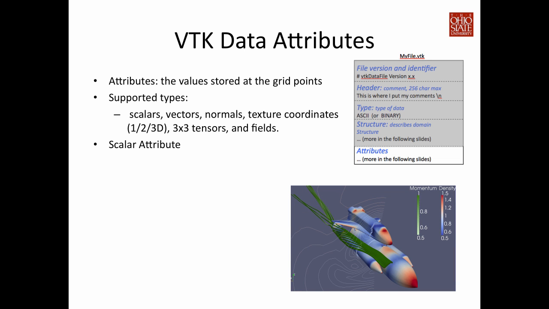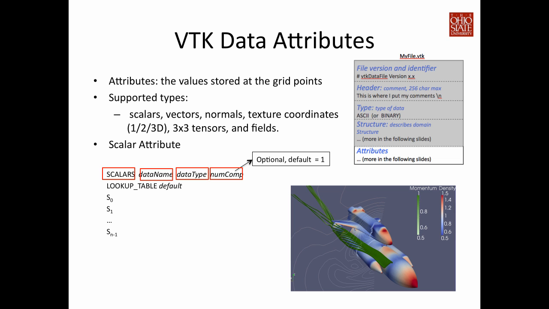As an example, let's see how to define scalar values as the attributes. So we first have the keyword scalars, followed by the name of your choice for the data, and the type of the scalars. Remember, it can be integer, floating point, etc. And also the number of components in the scalar attribute. VTK allows 1 to 4 components for the scalar attribute, and the default value is 1.